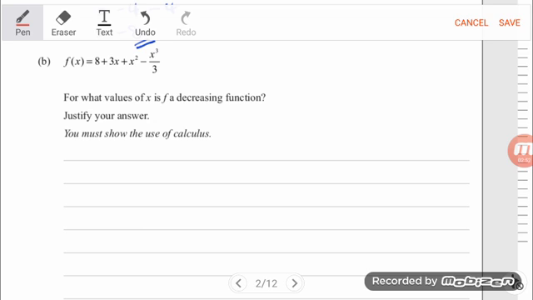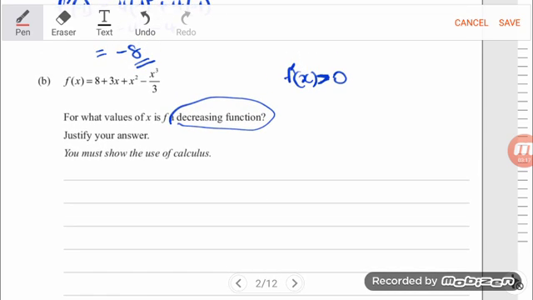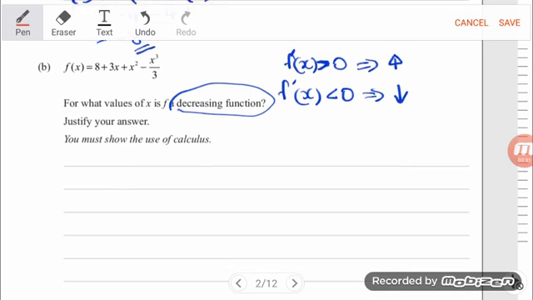F of x is equal to all of that. For what values of x is f a decreasing function? So here, we're talking about increasing or decreasing. That means we've got to differentiate. If the gradient function at a point is greater than 0, so if it's positive, it means it's increasing. If a gradient function is negative, so less than 0, it means it's decreasing. Okay?